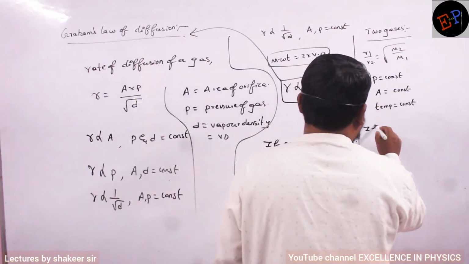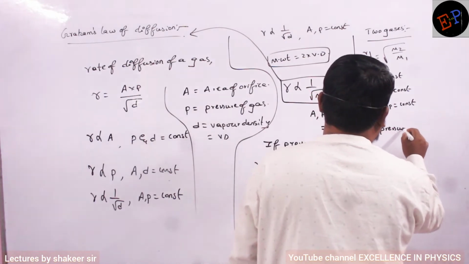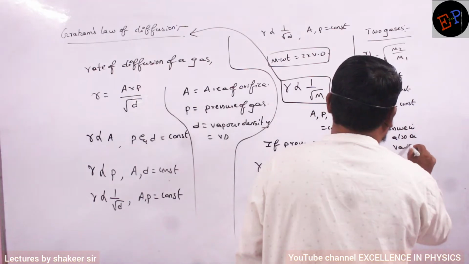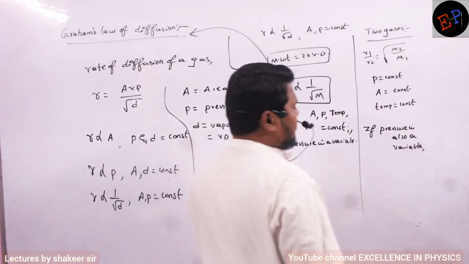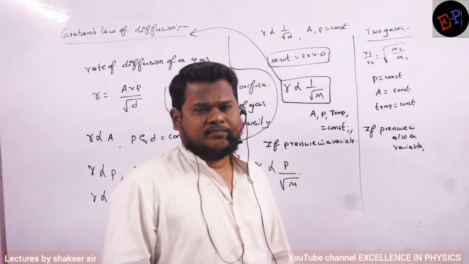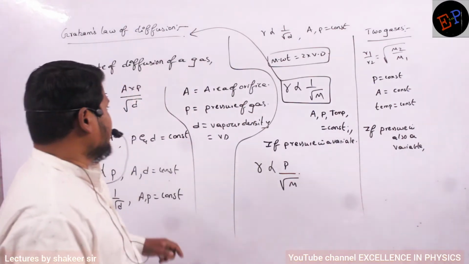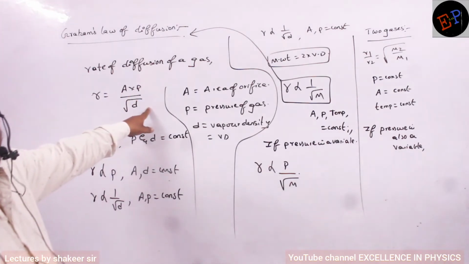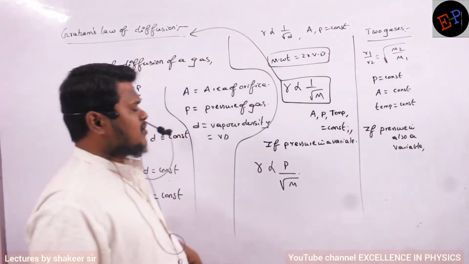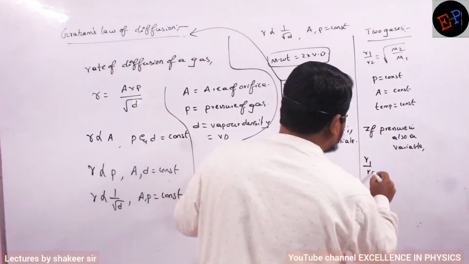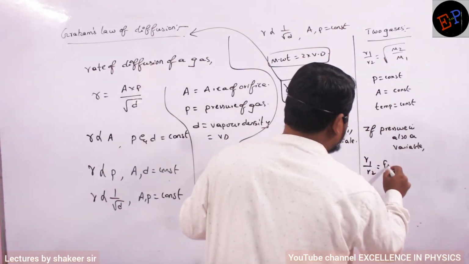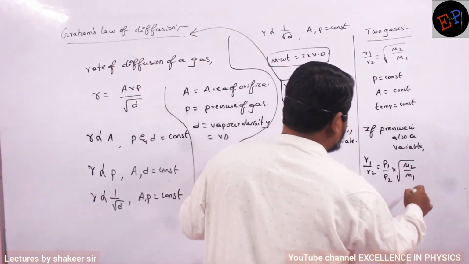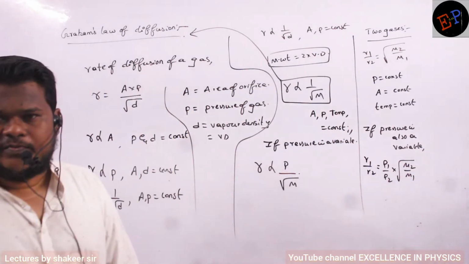Now if pressure is also a variable, then can you say how I can change this equation? I have to include pressure also. And what is the relation between rate of diffusion and pressure? Directly proportional, no? So therefore I have to write R1 by R2 is equal to P1 by P2 multiplied by square root of M2 divided by M1. So I can write like this also, if pressure is a variable.